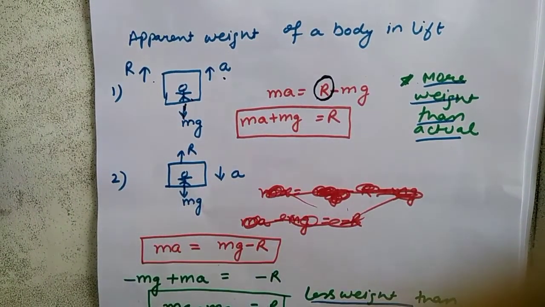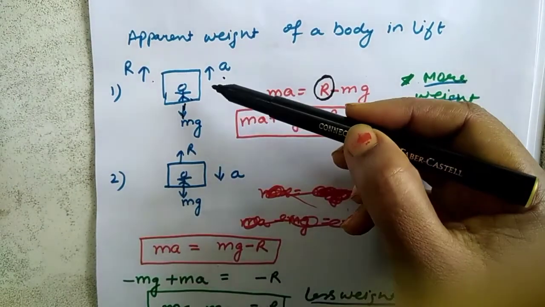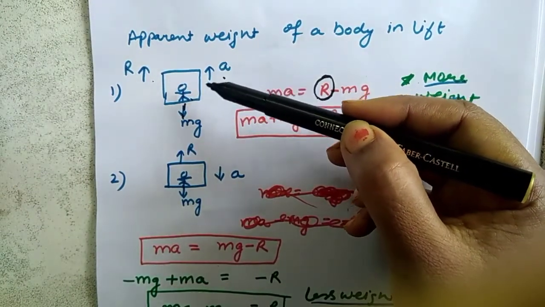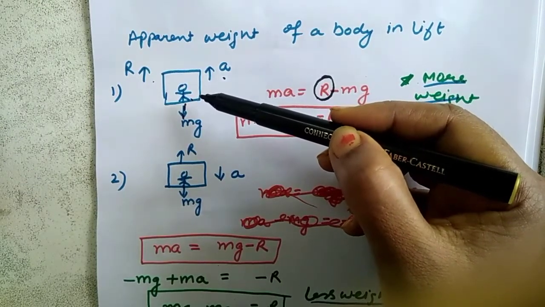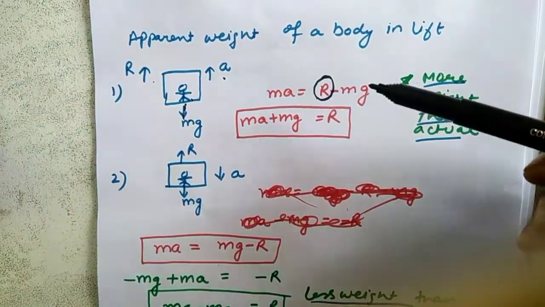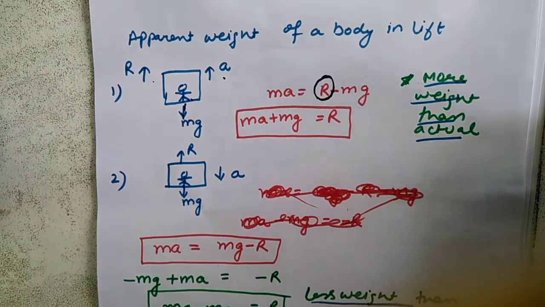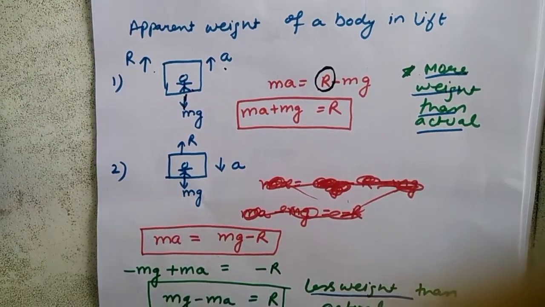What does that mean? If you are in a lift which is accelerated upwards, then your weight will show more than the actual weight, meaning the apparent weight would be more than the actual weight. I don't want to sit in that kind of a lift.